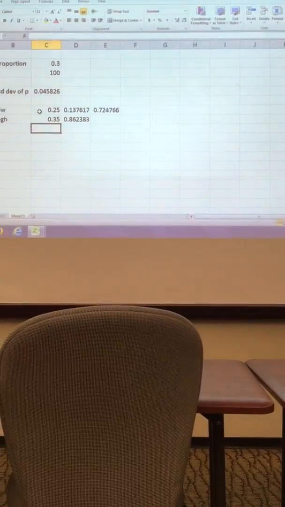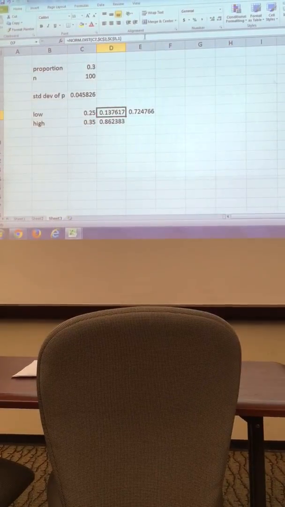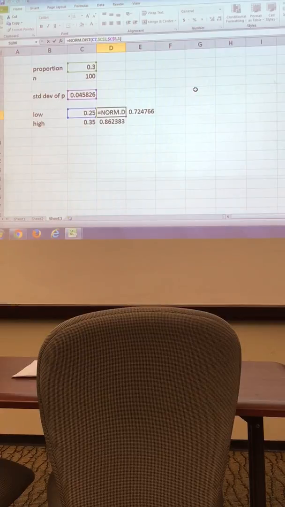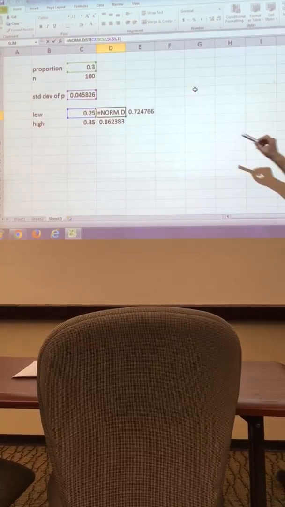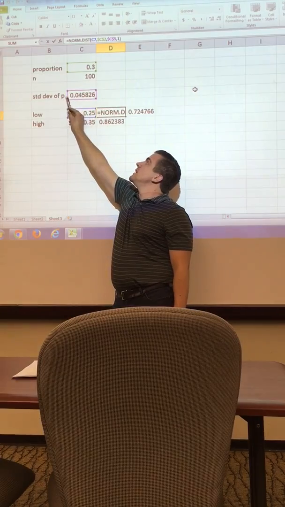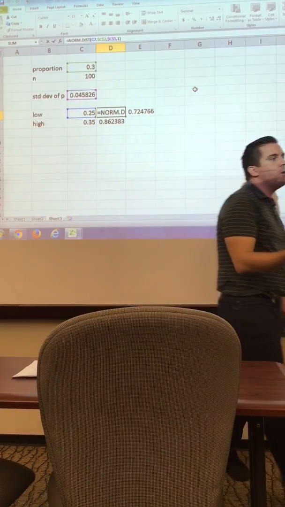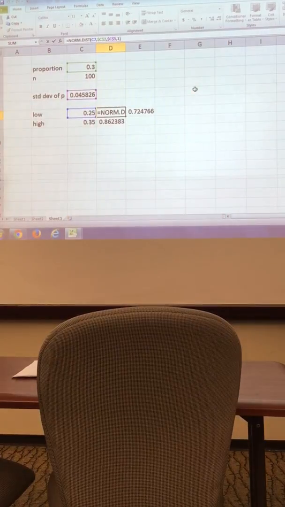On the formula, please, for the longest. Which one? Longest? Yeah. So your x is going to be whatever you're estimating to be at the low point or the high point. And then your mean is going to be your population proportion. And then your standard deviation is your standard deviation of the proportion. And then you just always put 1 for true, 1 or true. It's up to you.